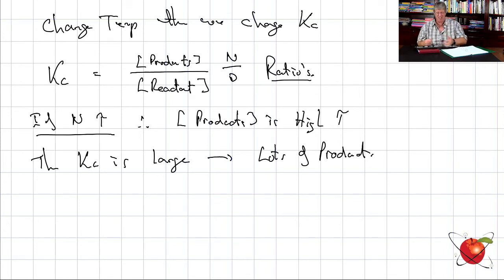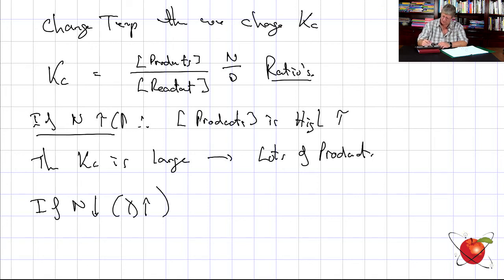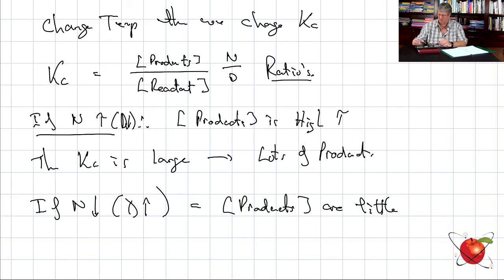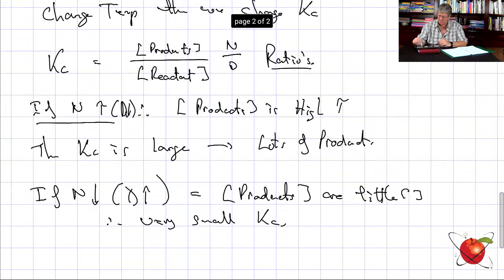So there's the two plays here. If Kc is large, it means you get lots of product. If Kc is small, there's little product. So we say if the numerator is small, or the denominator is big, then it means that the products are little. Not as in little, but little concentrations, let's say. Therefore, a very small Kc.